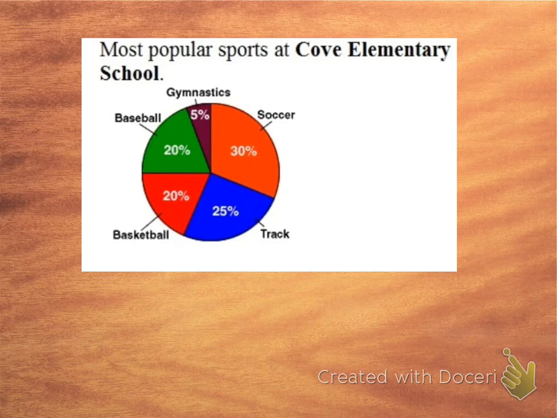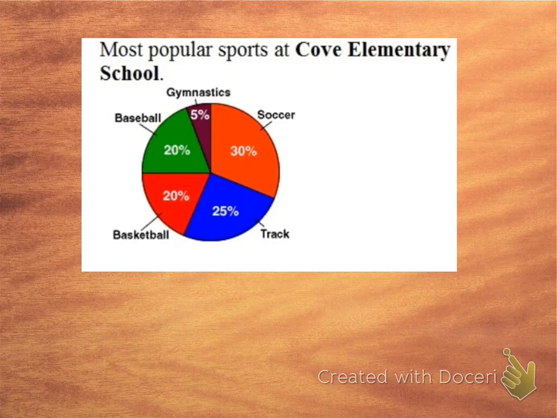Okay, what's the most popular sport? Soccer. Okay, by how much? By a lot. Nope. By 5% over track and 10% over baseball, right? Okay. Which two sports tie in popularity? Baseball and basketball. There you go. And even if you didn't have the numbers, you could probably look at the pieces of the pie and kind of determine that they're the same size. Now, granted, this is only at this particular elementary school. This is not for all the world.